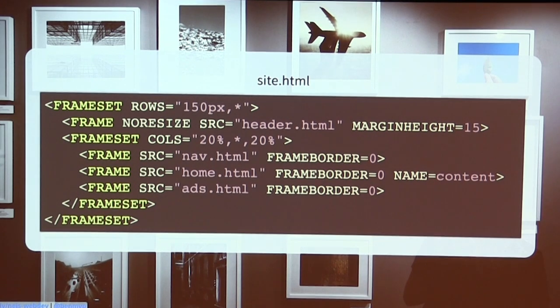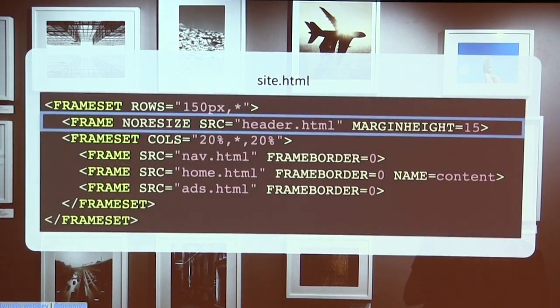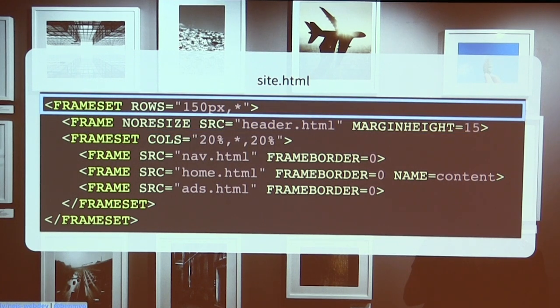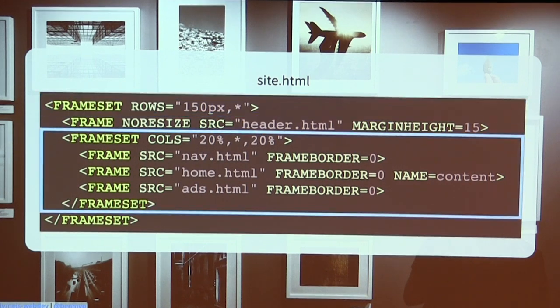So going back to the code, each frame pointed to another HTML file that was loaded inside of it. So in this case, there would be a header.html that would just have the content for the header. And then there were framesets, which allowed you to organize different frames together, and they could be organized in rows, vertically, or columns from left to right. And these framesets could also be nested, so you could have nested frames and fixed frames at the top and then have more complicated layouts there.